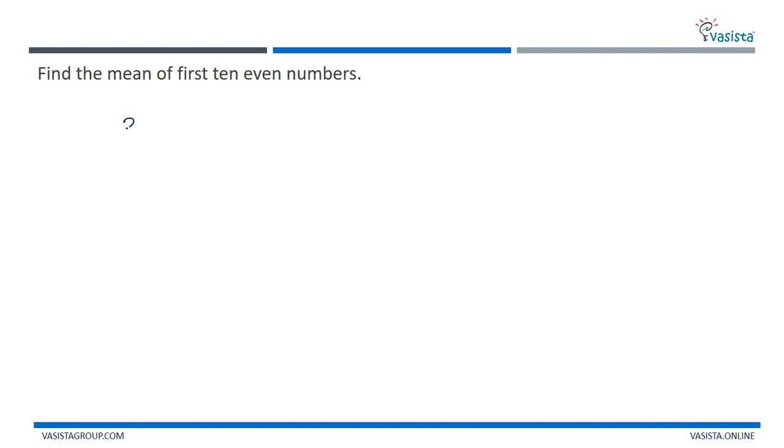2, right? 2 is an even number. 4, 6, 8, 10, 12, 14, right? 16, 18, 20, 22. It goes like this. But they asked only 10. So, let me just check: 1, 2, 3, 4, 5, 6, 7, 8, 9, 10. Only this much I need to take.